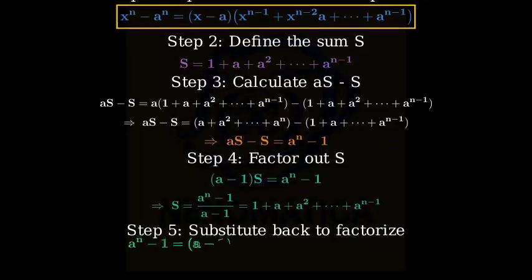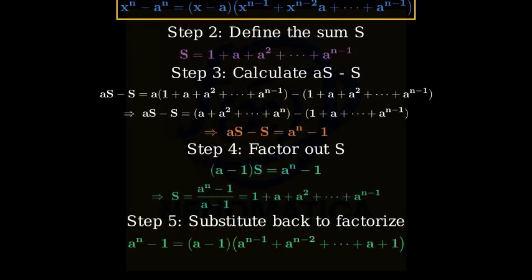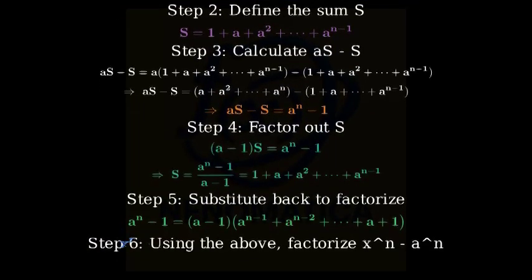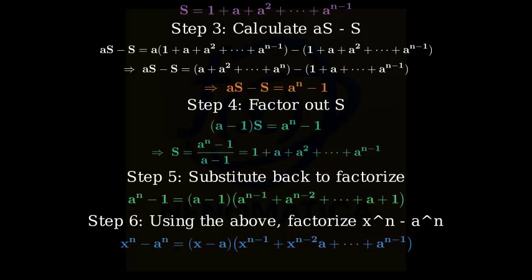Step 5. Using s, we can write a to the n minus 1 as a minus 1 times the sum a to the n minus 1 down to 1. Step 6. By a similar telescoping idea, we can factor x to the n minus a to the n as x minus a times the mixed power sum.